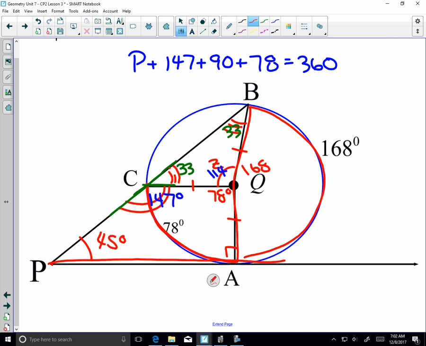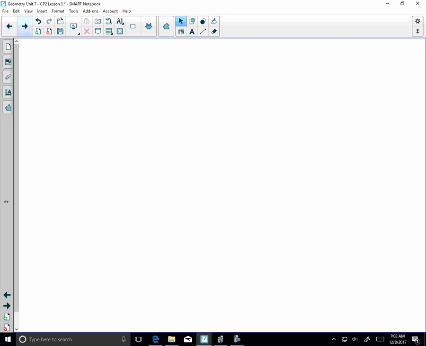So this was definitely just some application of things that we've seen before, adding in one little piece, and that concludes our lesson for today.